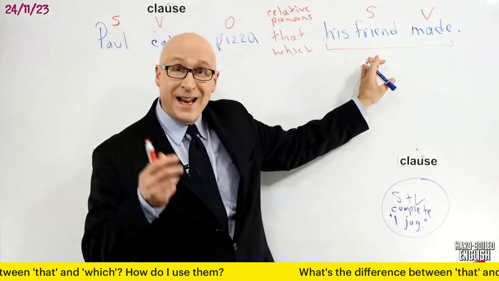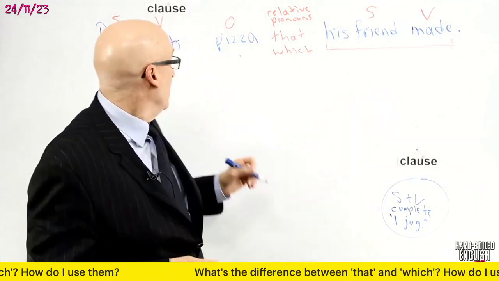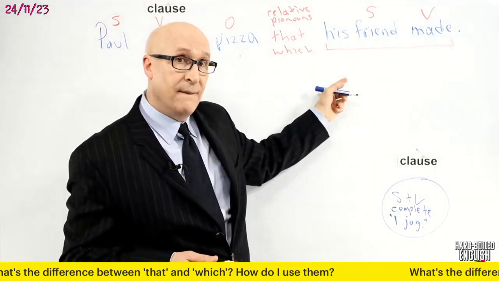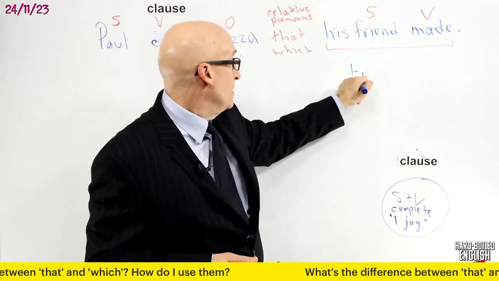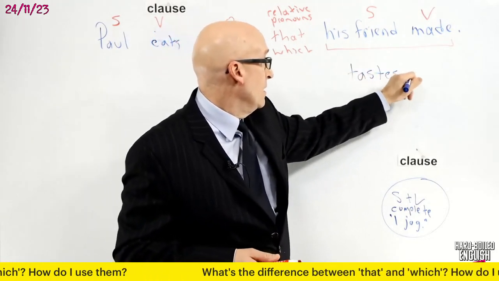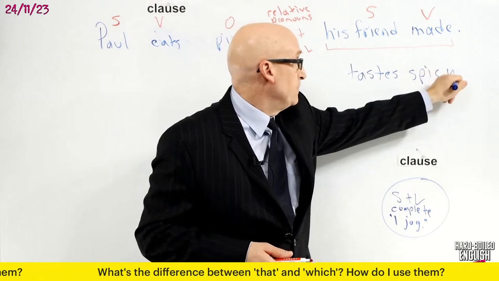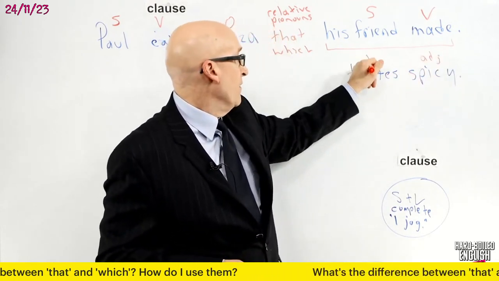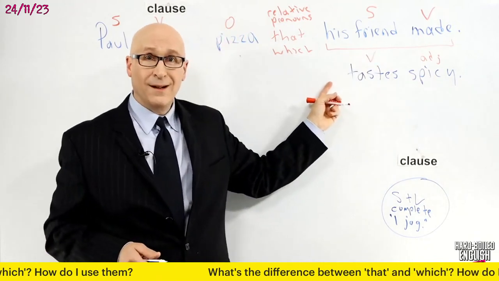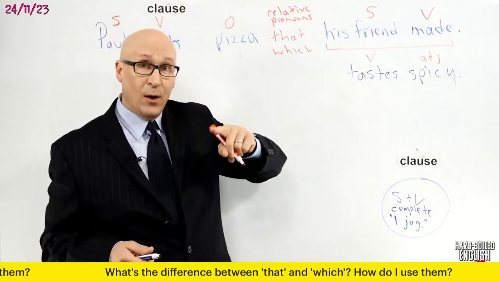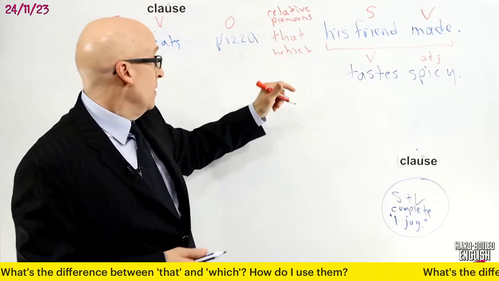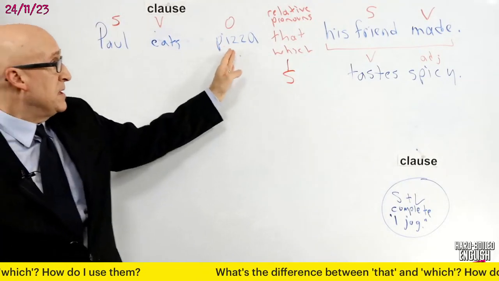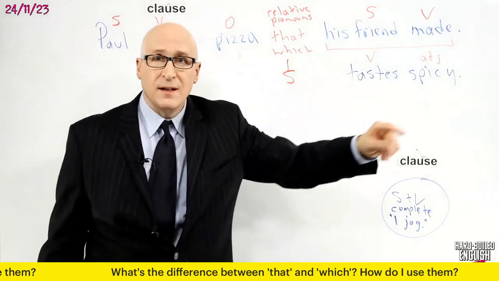But what if this clause had no subject? Paul eats pizza tastes spicy. So now we have an adjective here, and we have a verb. We no longer have a subject. Now we absolutely need one of the relative pronouns to be the subject. Paul eats pizza that tastes spicy.